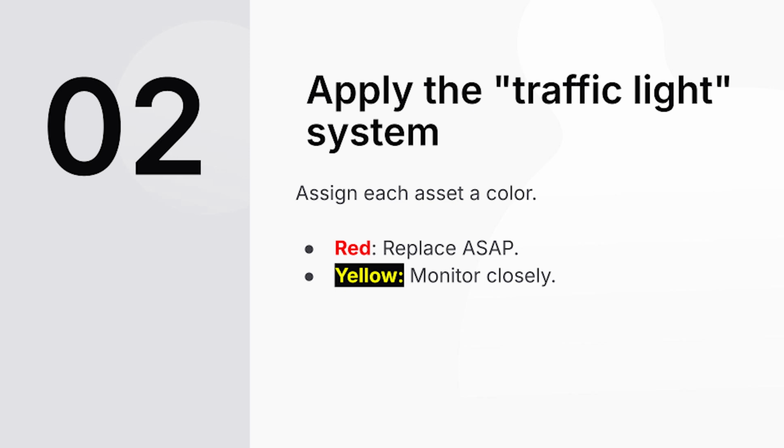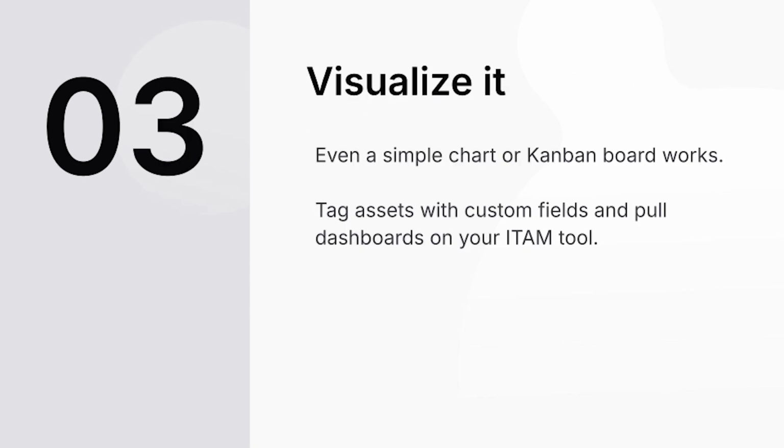Yellow would mean monitor closely. They might be 3 to 4 years old, warranty expiring soon, minor performance issues or occasional support tickets, and still compliant, but approaching risk territory. And green means safe for now. These are assets that would be less than 3 years old, be under warranty, no major incidents, and are performing well and fully compliant.